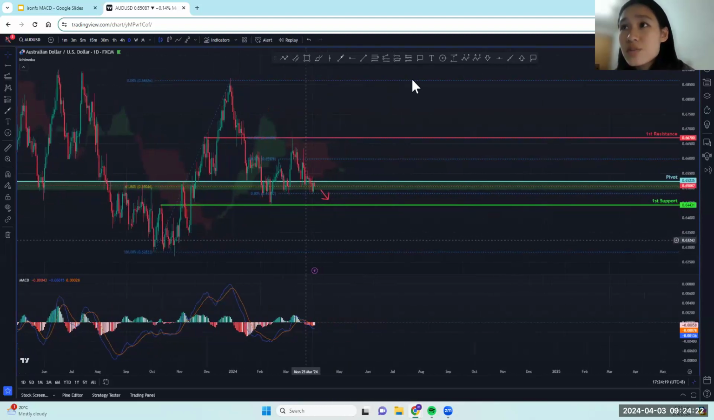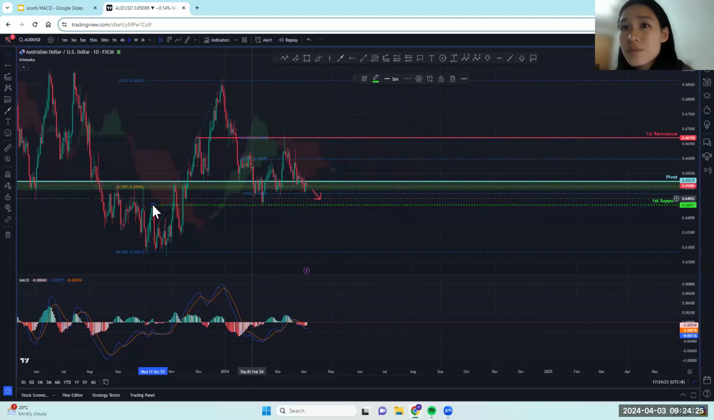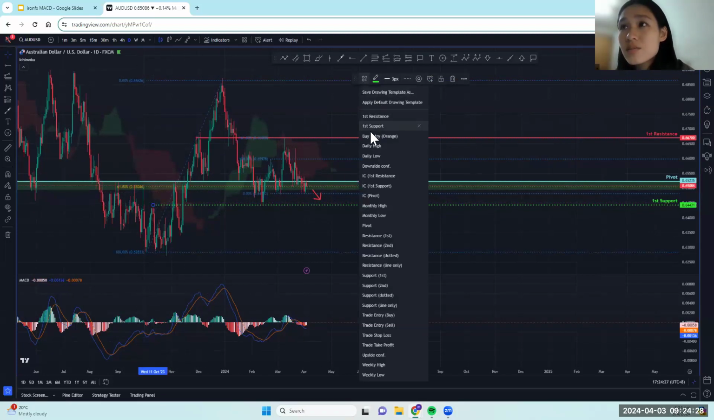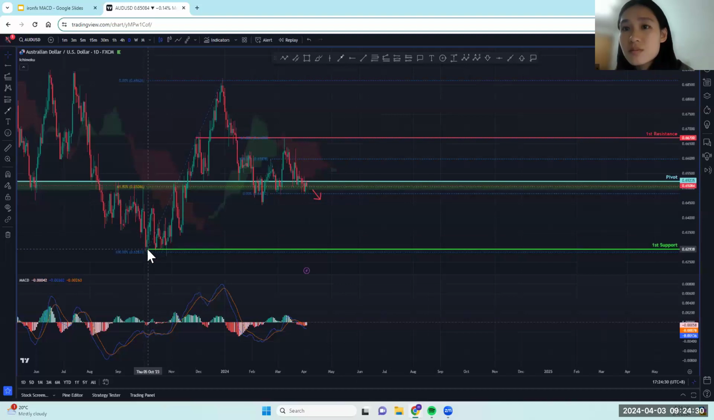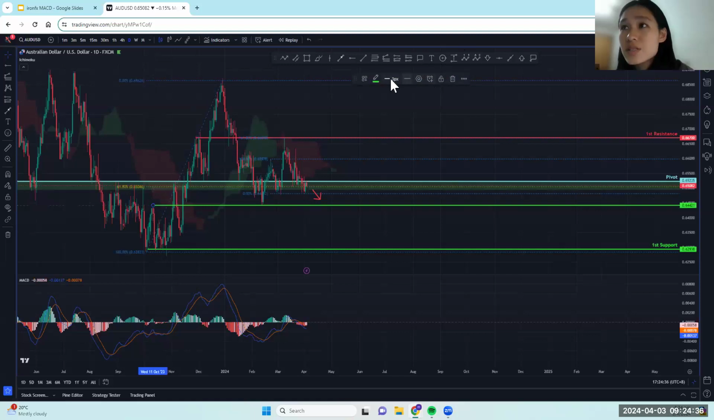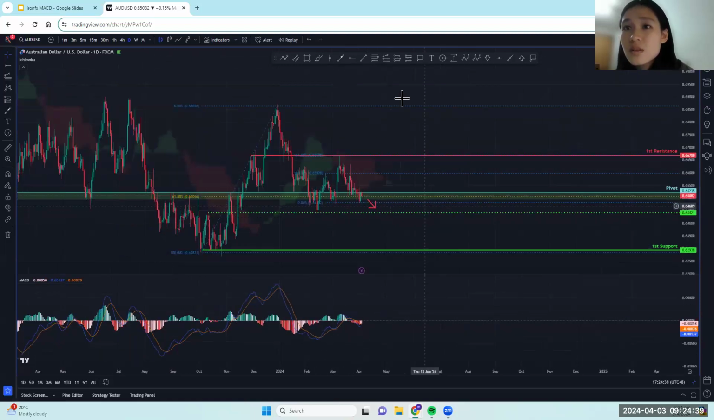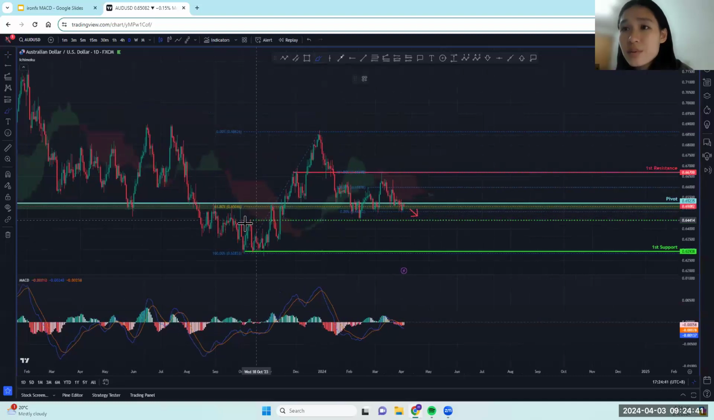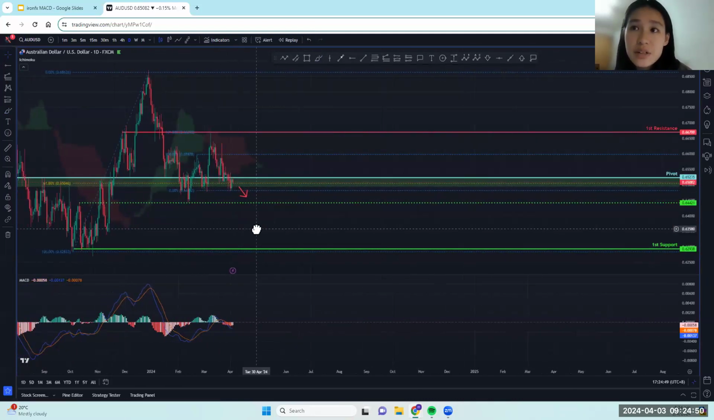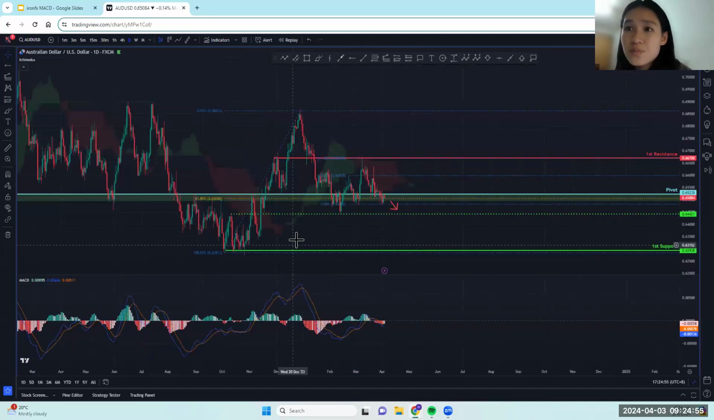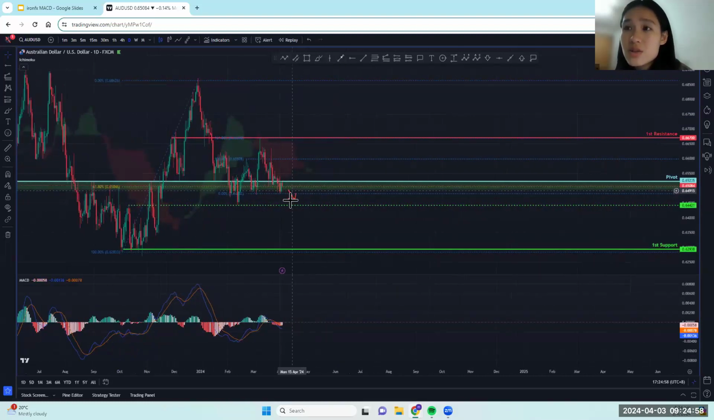I'm actually going to label this as my intermediate support instead. So this is my intermediate level, because I realized that this is an overlap. We have a swing high and a swing low here. And all of our indicators are giving us a bearish signal. So we might see it continue to drop towards this support, and we might continue to see it drop below that towards our first support.